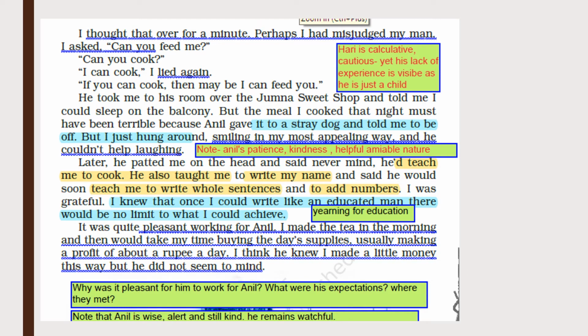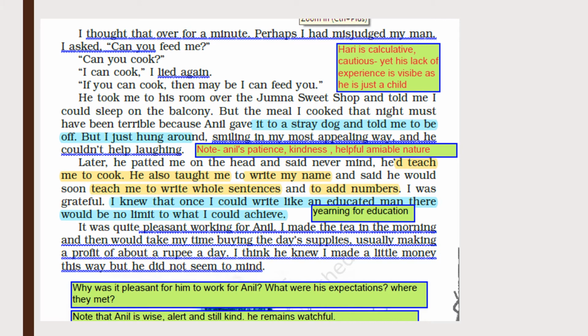"Can you feed me? Can you cook?" "I can cook." I lied again. Another. He's a bundle of lies. He keeps on telling lies. जो लोग इतना झूठ बोलते हैं उन्हें इंग्लिश में बोलते हैं to be a bundle of lies. BUNDLE. So he is a bundle of lies. "If you can cook, then maybe I can feed you." He took me to his room over the Jamna sweet shop and told me I could sleep on the balcony.